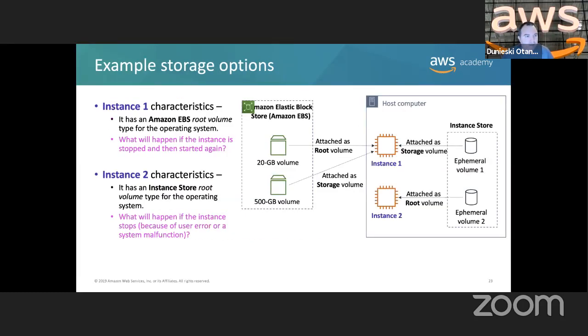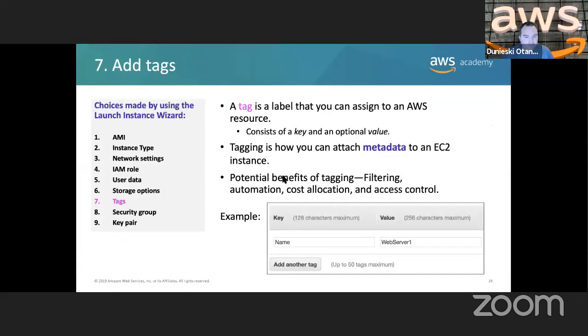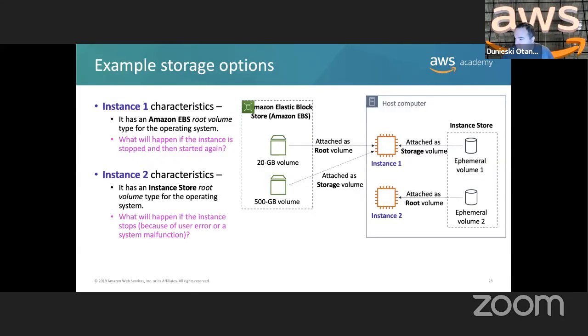All right. So instance one, characteristics of instance one. It has an Amazon EBS root volume, right? So type of the operating system. What will happen if the instance is stopped and then started again with the root volume? What happens if the instance is stopped and then started again when it has an EBS root volume? What happens?